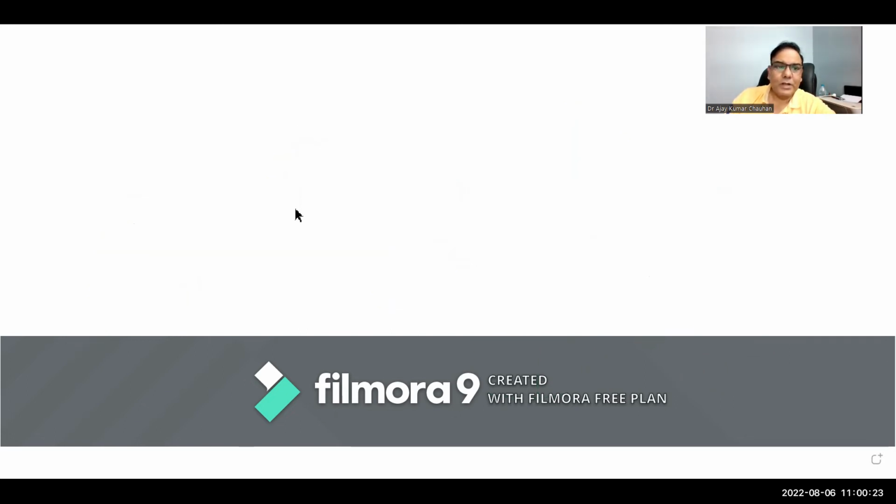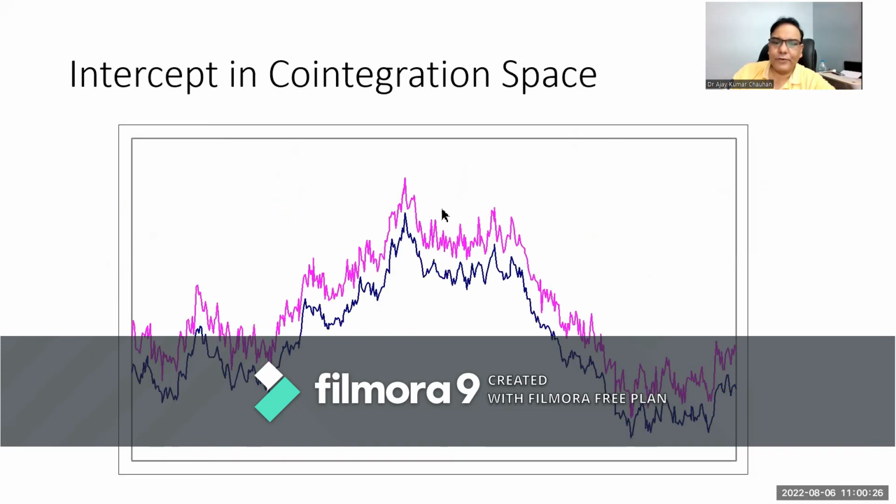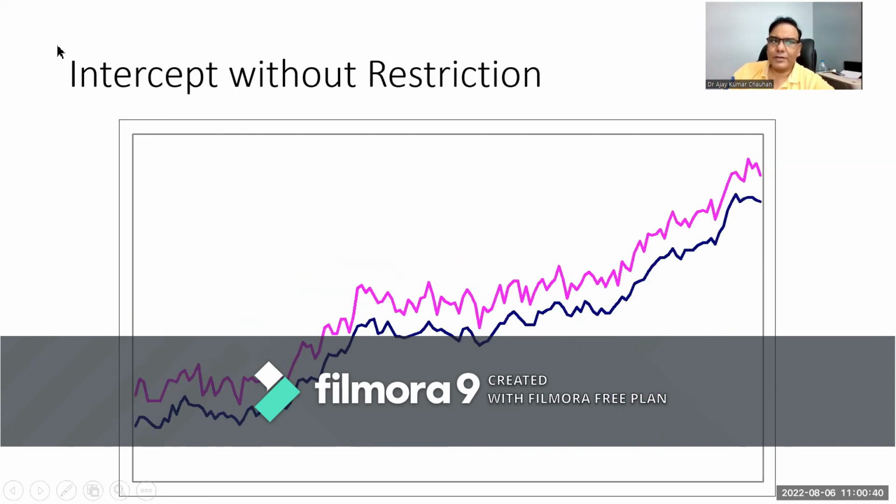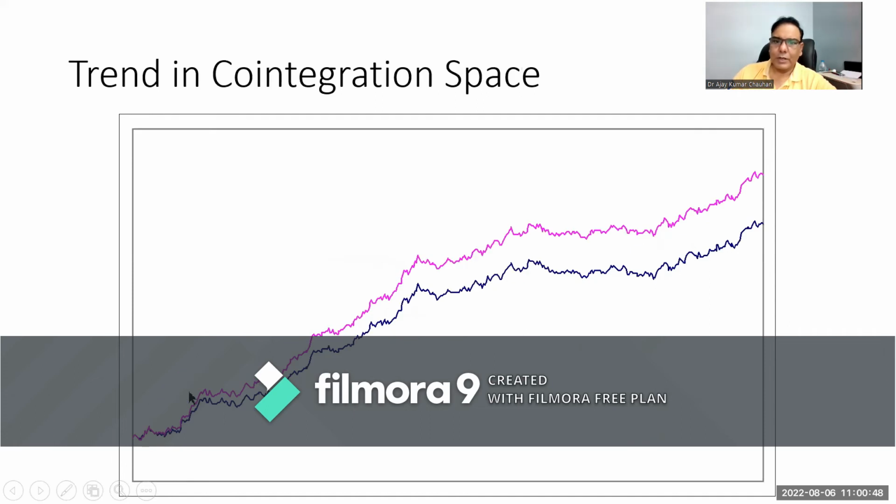Let me show you the graph. If you have this kind of movement of X and Y, you can see that there is an intercept in the cointegration space. Similarly, this is intercept without restriction. Intercept is there. This is another similar case, where we have the intercept. Now, if you see, the difference between X and Y is very small in the beginning, but it is increasing with time. So this is called trend in the cointegrating space.